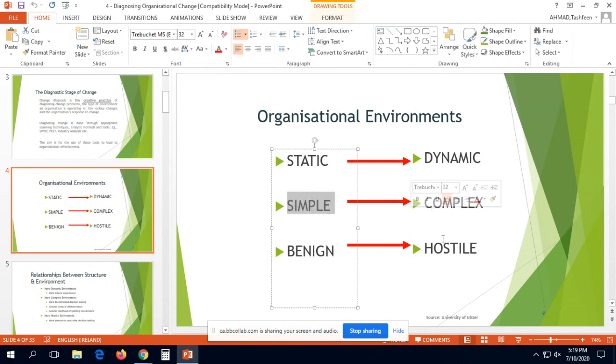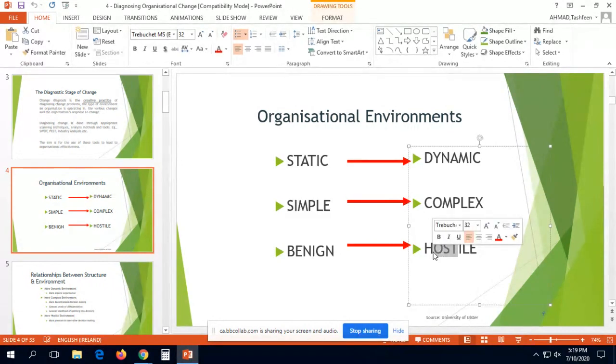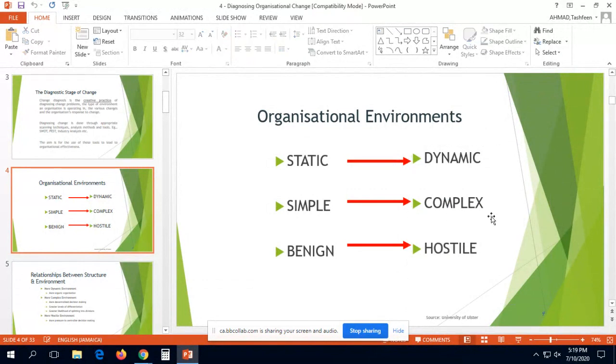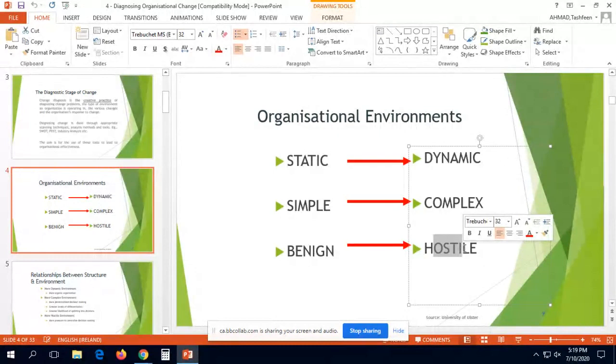So simple and complex, hostile, you can think about that. Hostility is another issue. You go to some office for whatever you have to say, and that thing is not done in 2 days, 3 days, a week. You go again. What type of response do you get? Is it a friendly response or is it a hostile response?